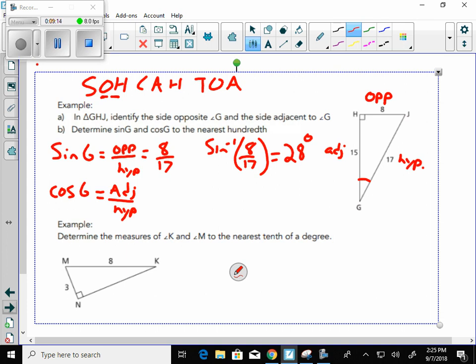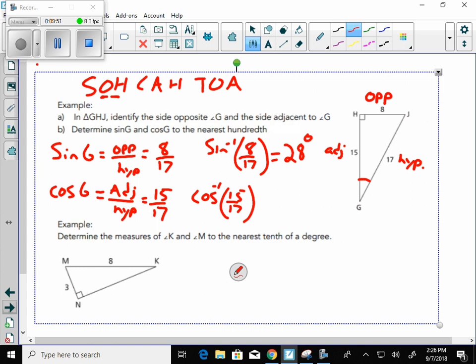28 again. Oh wait, yeah, it's angle G. It should be the same, right? Yeah, but it'll be different numbers. So it's going to be adjacent, which is 15 over 17. You should get roughly 28 again. Good. Okay. That means the system works.